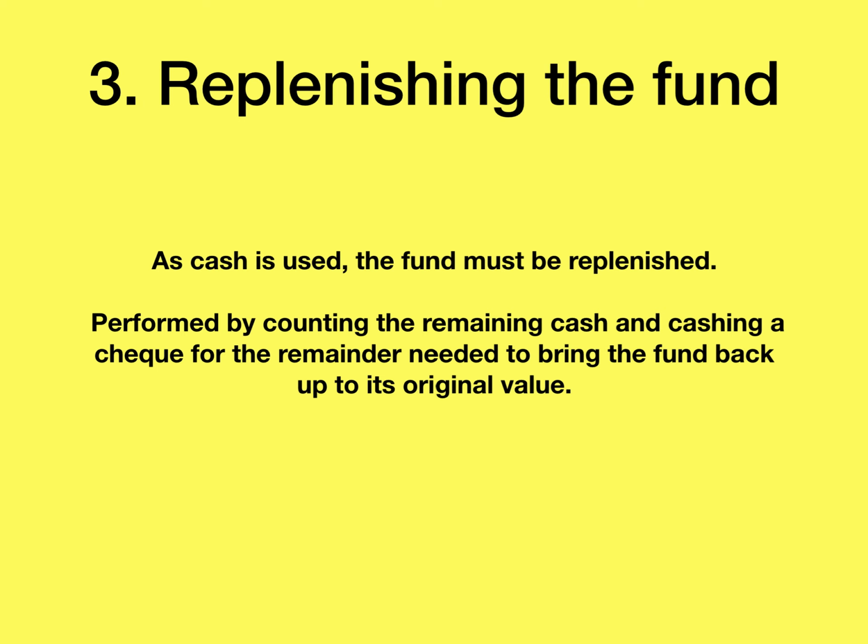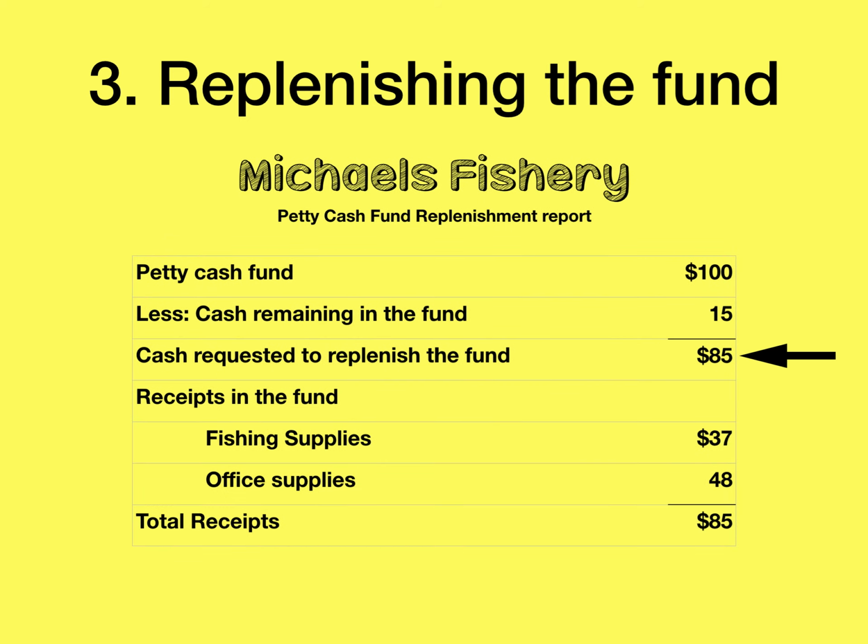The third and final step in this process is replenishing the fund. This is because as cash in the fund is used, it must be replenished. This is done by counting the remaining cash and cashing a check for the remainder needed to bring the fund back up to its original value, in this case, $100. The report shows that the fund needs $85 to be replenished, therefore the custodian would cash a check for $85.